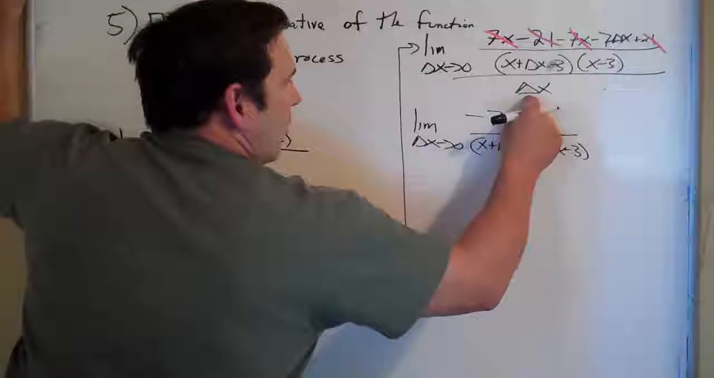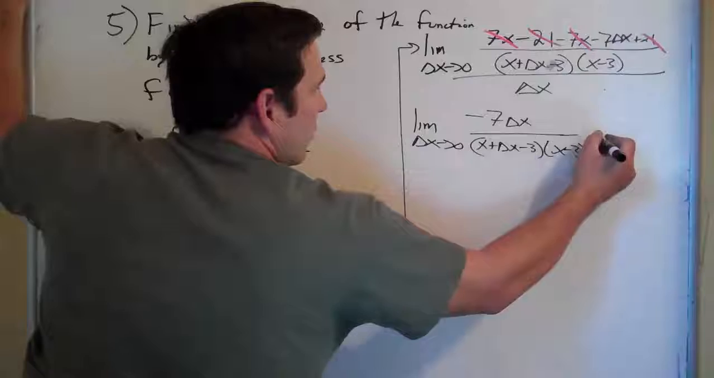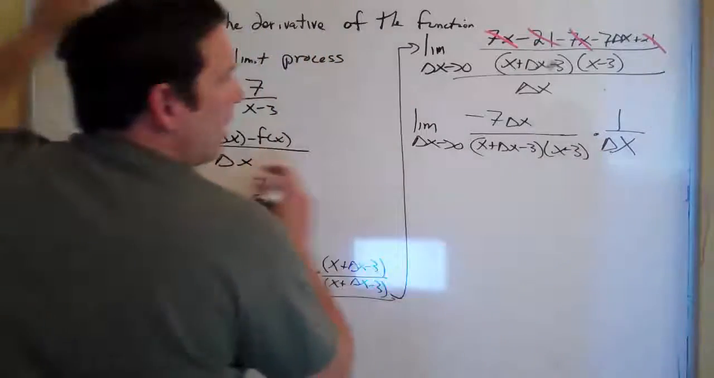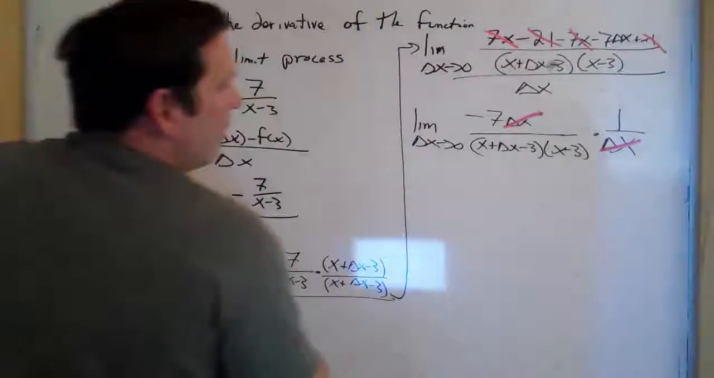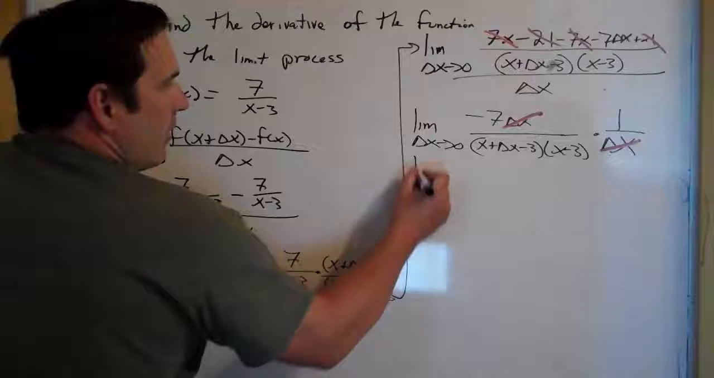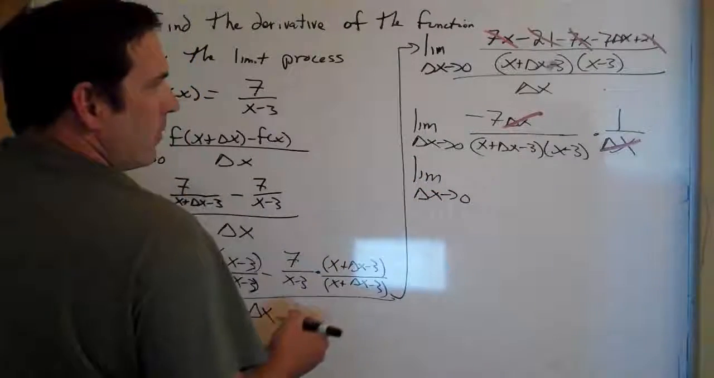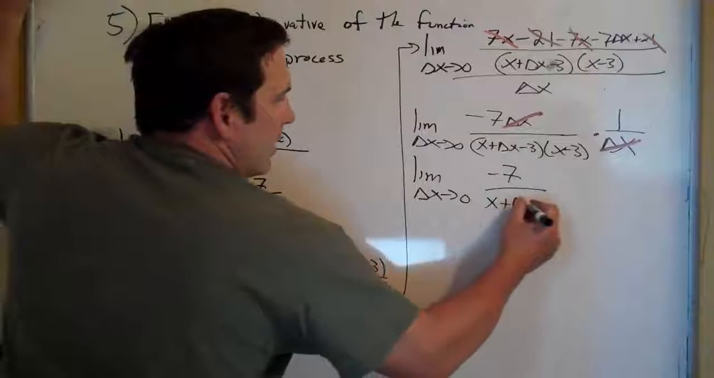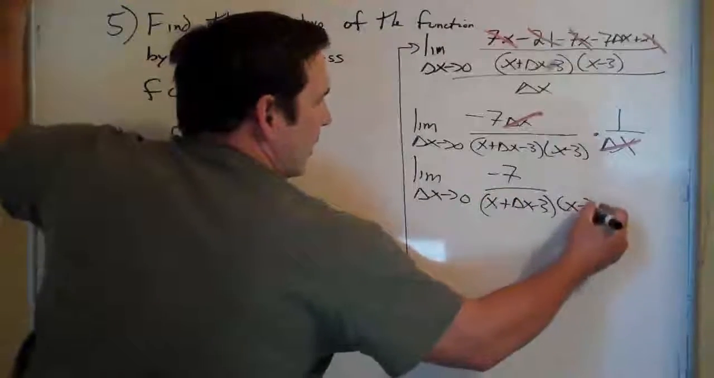And this could be written as this term times 1 over this term. And the benefit here is, if we leave this factored out like it is, the delta x's go away. So we have the limit as delta x goes to 0 of negative 7 over x plus delta x minus 3 times x minus 3.